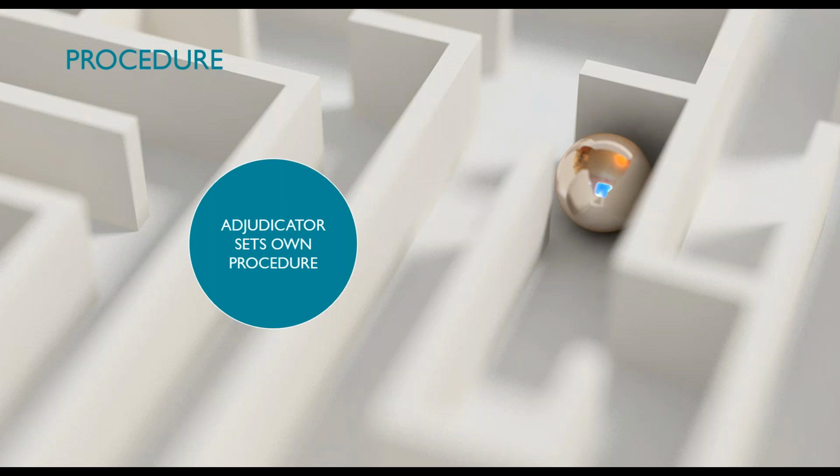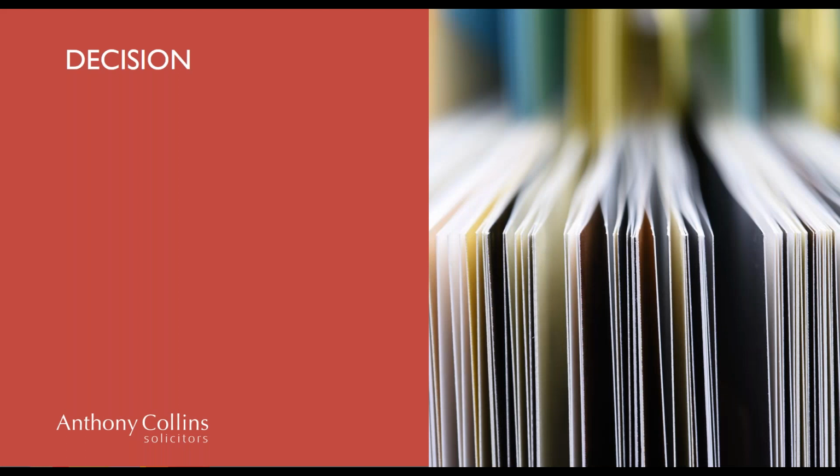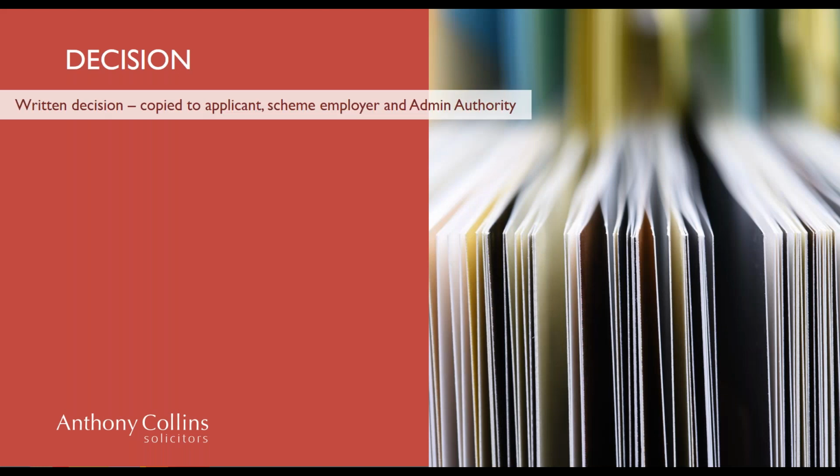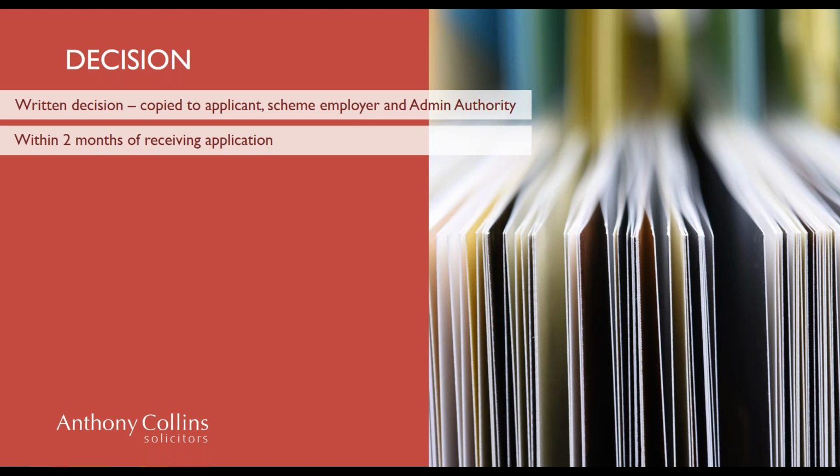So once the complaint's been investigated and a decision has been made, what needs to happen next? Well, there's a need for a decision to be given in writing, and that decision needs to be copied to the person who made the complaint, the applicant. It also needs to be copied to the scheme employer, and the administering authority also needs a copy of that decision. And that needs to be provided, normally speaking, within 2 months of receiving the complaint or application.